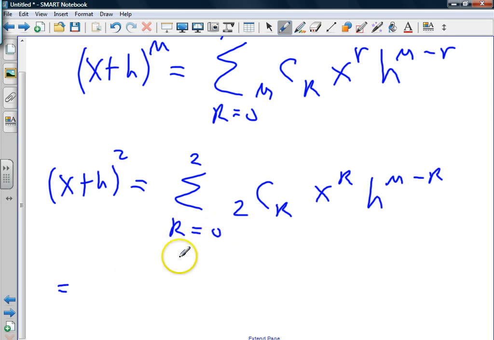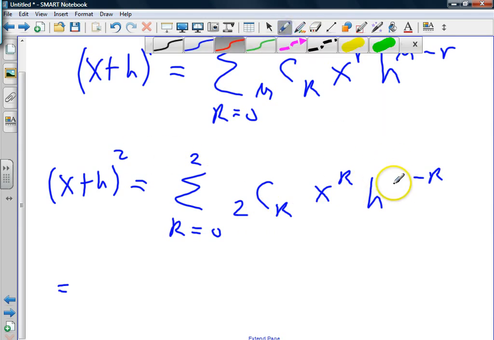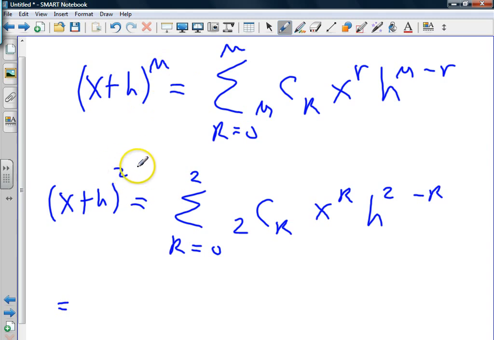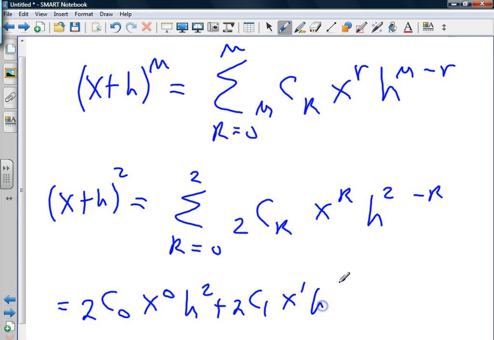So what does it mean? Let r equal 0 everywhere. Oh, by the way, n is 2. Wherever I see n up here, it's 2 in this example. So I'm going to say 2C0, x to the 0, h to the 2, because r is 0, so 2 minus 0 is 2. Plus, now r is 1: 2C1, x to the 1, h to the 1, because 2 minus 1 is 1. Plus 2C2, whoops, I wrote it backwards, 2C2, x to the 2, h to the what? 2 minus 2 is 0, exactly.